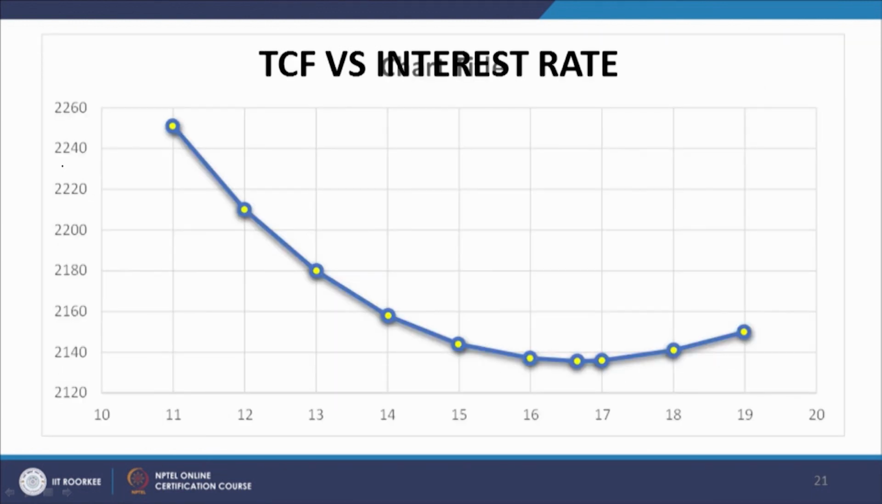This is the plot of TCF versus interest rate. As you can see, we have a flat region around this point of 16.65%, and as you move to the left or to the right, the cash flows tend to increase, but the slope also increases. Here the slope is approximately 0. However, if you move to the left or to the right, the magnitude of the slope increases. That means the variability in the cash flows corresponding to a given change in interest rate also increases.